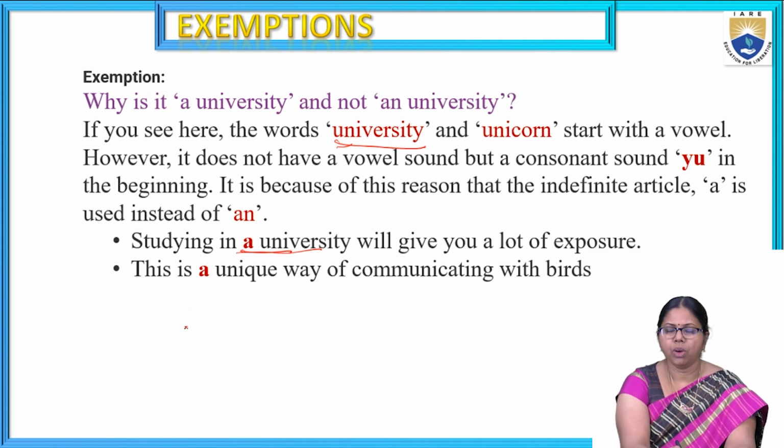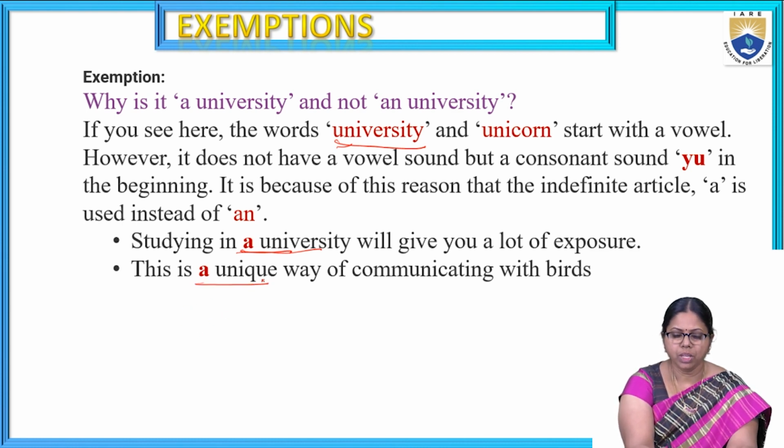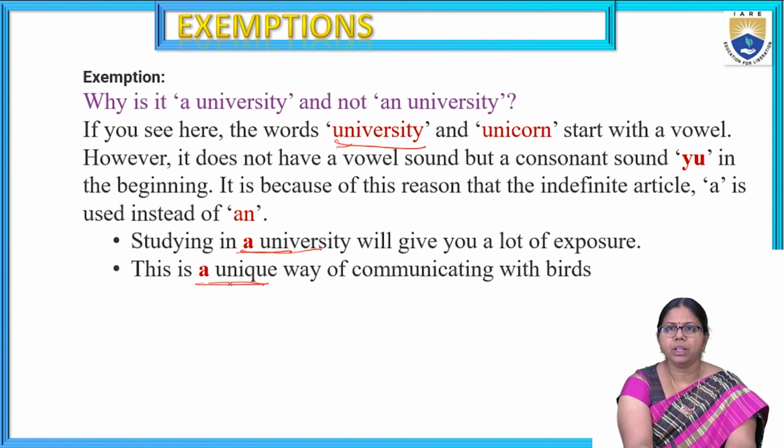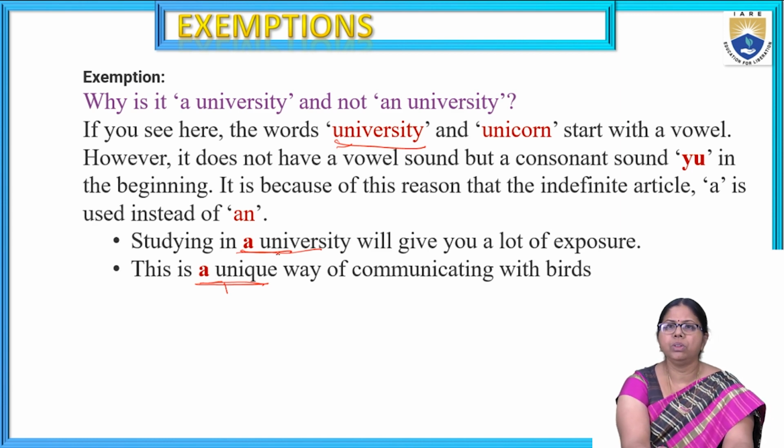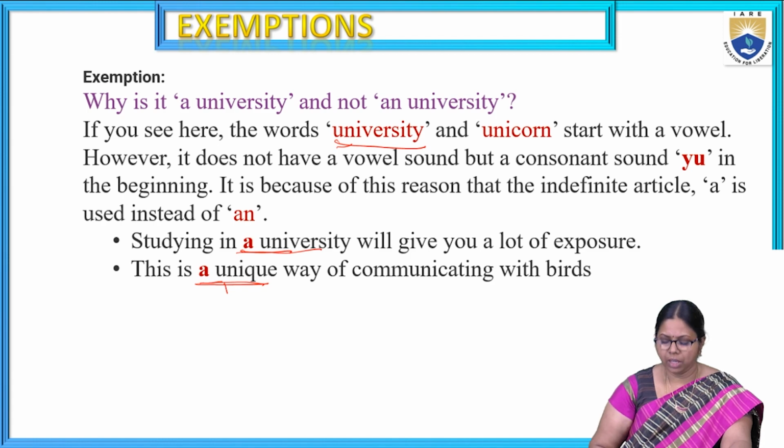So this is a unique way of communicating with the words. When you are pronouncing "unique", you get a consonant "ya" sound. That is the reason why we are using "a" instead of "an", even though the word starts with a vowel, because we are focused on the sound. When you are pronouncing "university" also, the first sound which we get is a consonant sound. So that is the reason why we are using "a university", "a unicorn".